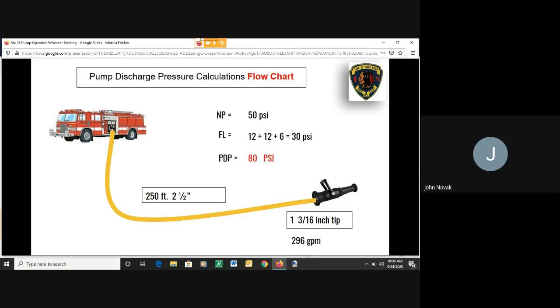So there's basically a 17 to 20 psi difference between what we should be flowing and what the rule of thumb gives us. So that could be a big difference in water flow. So you'd be flowing a lot more water than you think. Could become an issue for the firefighters holding on to the hand line. So just bear that in mind.